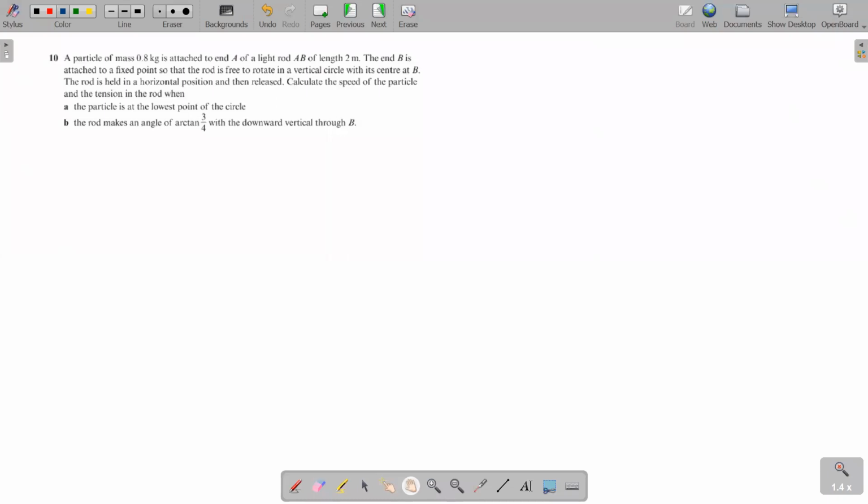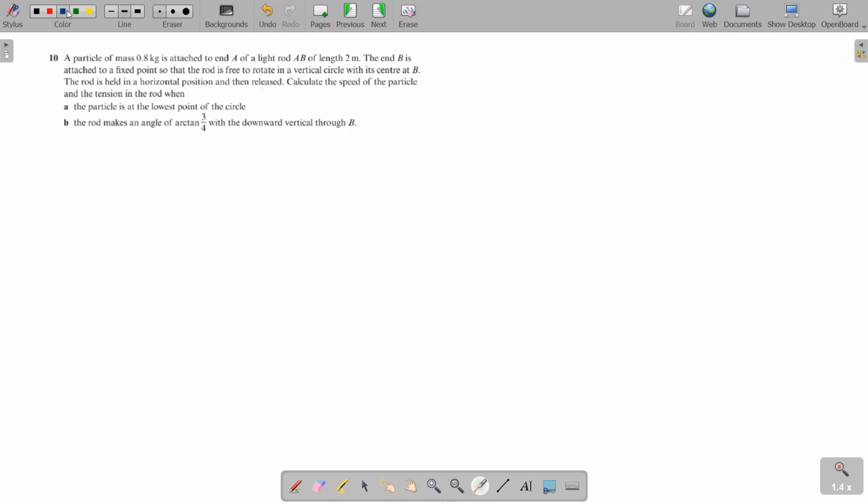All right, guys, we'll move on to question number 10. A particle of mass 0.8 kilogram is attached to end A of a light rod AB of length 2 meters. The end B is attached to a fixed point so that the rod is free to rotate in a vertical circle with its center at B. The rod is held in a horizontal position and then released. Okay, so these are the initial things.